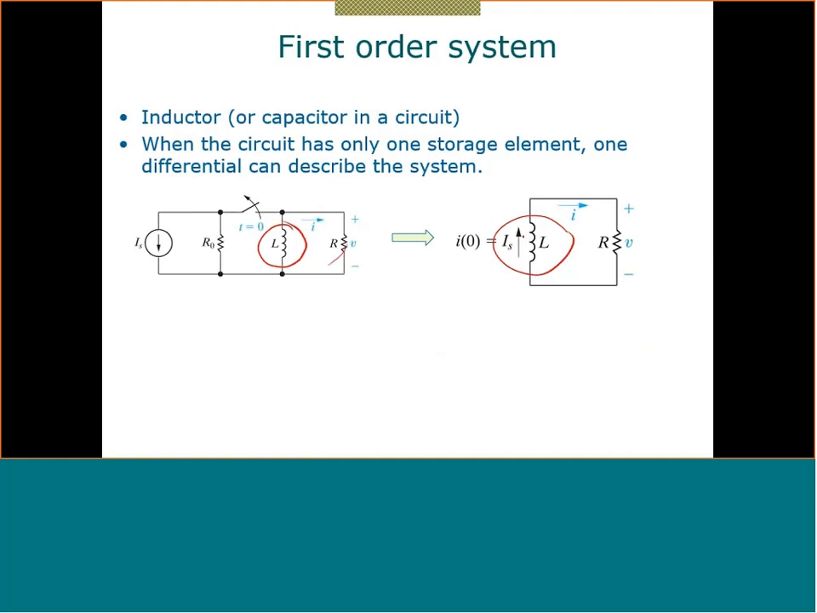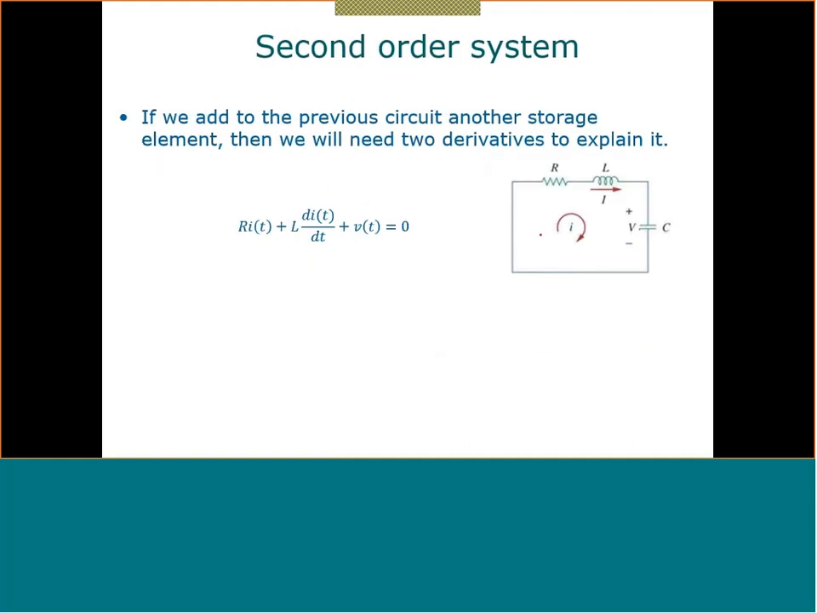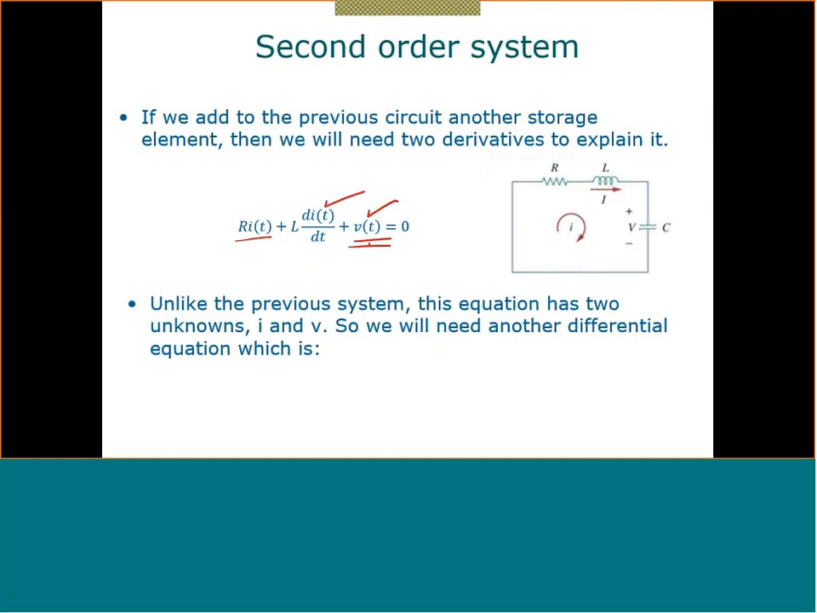If we come here, now we have 2 storage elements: the inductor and the capacitor. If we take a KVL, we have R times i, plus the voltage across the inductor, L dI/dt, plus the voltage across the capacitor, which is v(t). This is 1 differential equation, but it has 2 unknowns, the voltage and the current. So I will still need another differential equation to be able to solve this, and the equation for it is i(t) = C dv/dt.